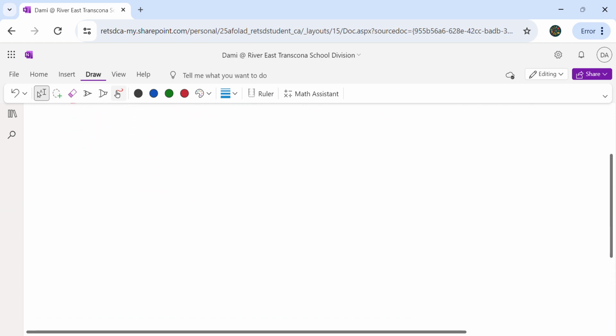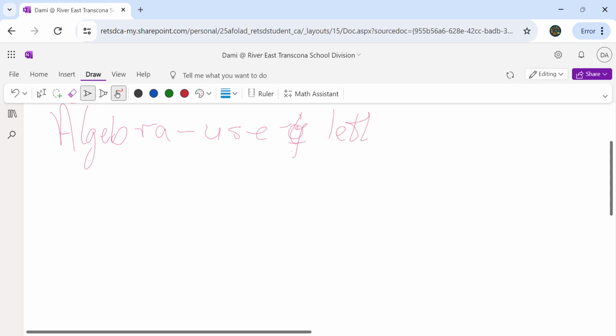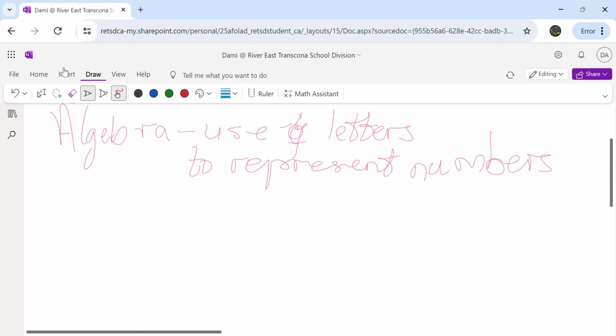Okay, let's start with our first question. The first thing we have to do is get back to the basics. So we are going to be looking at what algebra is. Algebra is basically the use of letters to represent numbers. I know you can't see my handwriting. My handwriting is bad when I'm writing with a pen, but I'm going to say it out loud so you can hear me.